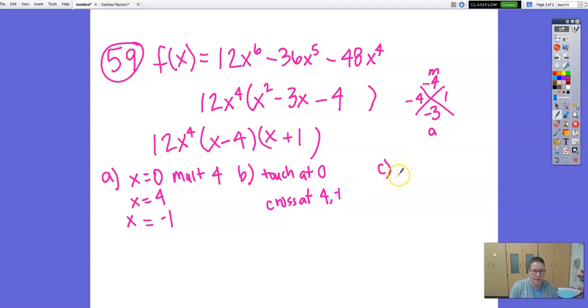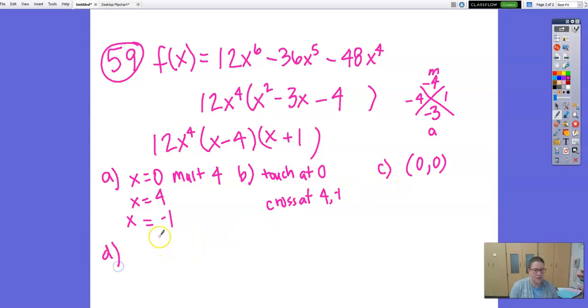Part C, we need to find the y-intercept. So we plug 0 in. We can plug it into this top form or this factored form. You'll get the same thing either way. Because each term has an x in it, if I put a 0 in for each of these, I know the whole thing is going to be 0. So the y-intercept is at 0, 0.